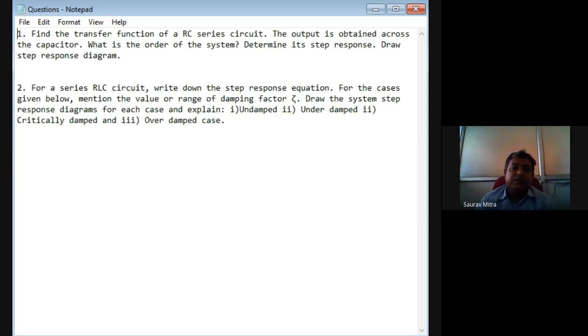So zeta value can be 0, zeta value can be between 0 to 1, zeta value can be 1, and zeta value can be greater than 1, but zeta can never be negative. So the lowest value of zeta or damping factor is 0. The highest value it can go is as much as possible.